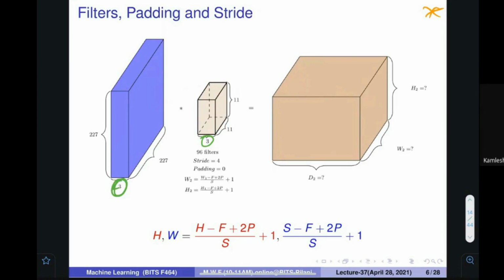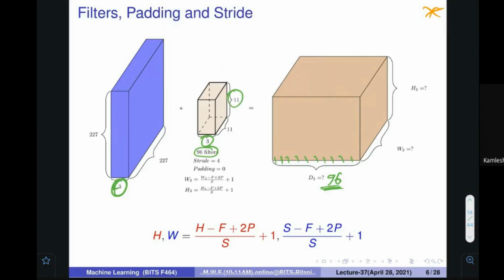So if this filter is going to be applied on this particular image, what is the size that I'm going to get over here? You can apply this particular formula. Assume the stride to be 4. Let's assume that we are going to apply 96 filters. So if you are going to apply 96 filters, how many planes am I going to get? 96. So the first thing is solved.